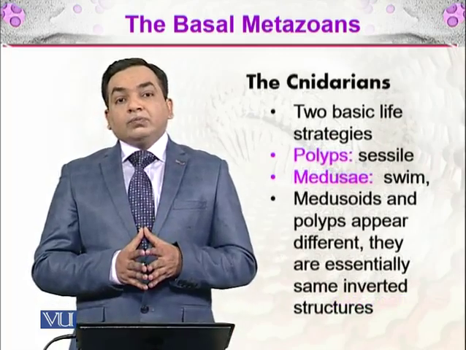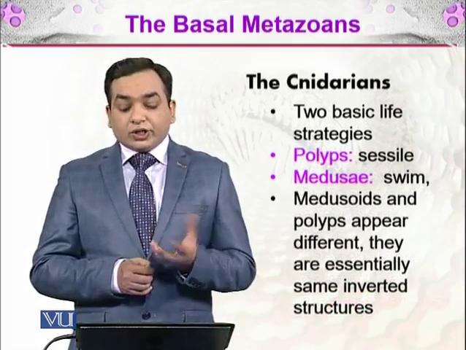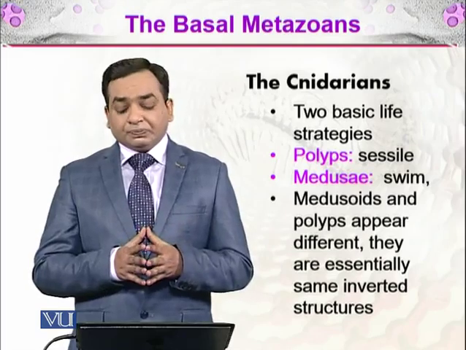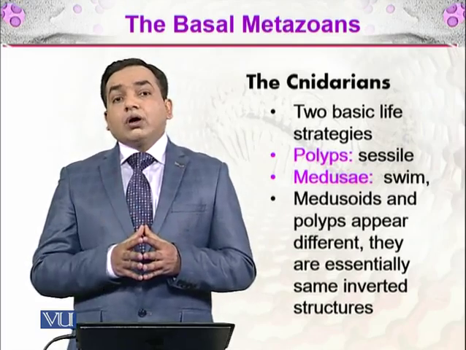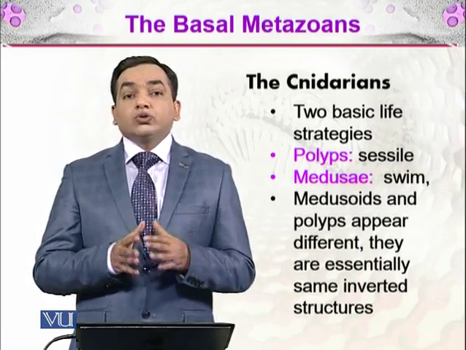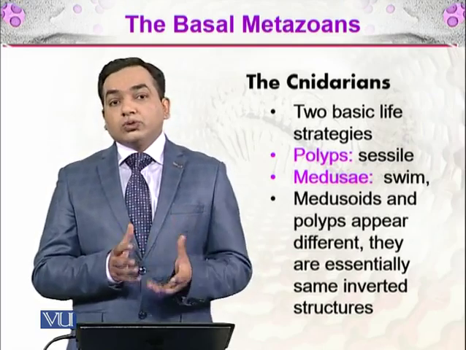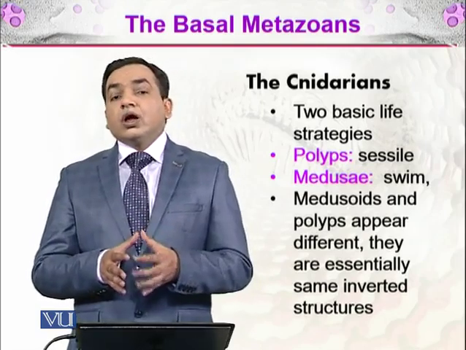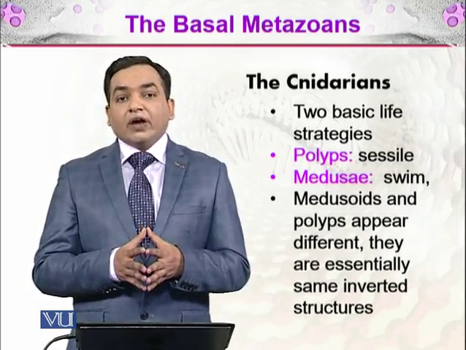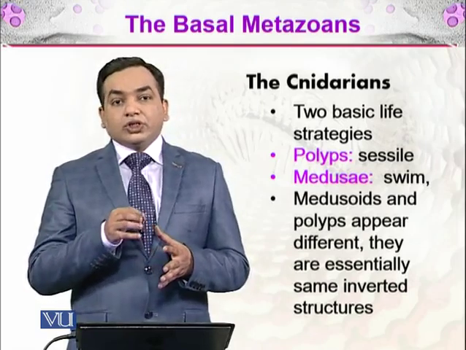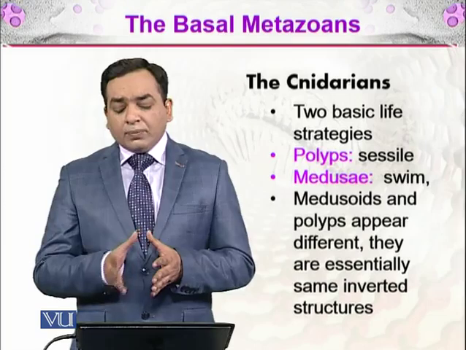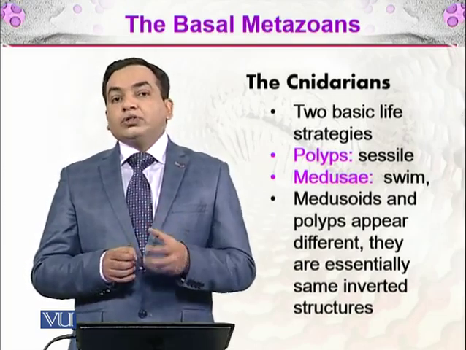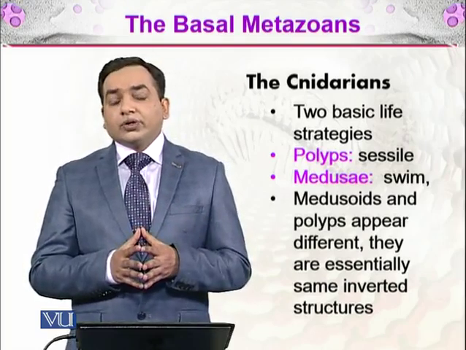In the cnidarians, there are two basic strategies of life. One is the polyps and the other is the Medusae. The polyps are sessile. Sessile means they do not move. They are attached to surfaces and occasionally jump from one place to another, but mostly in their lifetime they remain static at one place. While the Medusae swim and are able to move from one place to another.